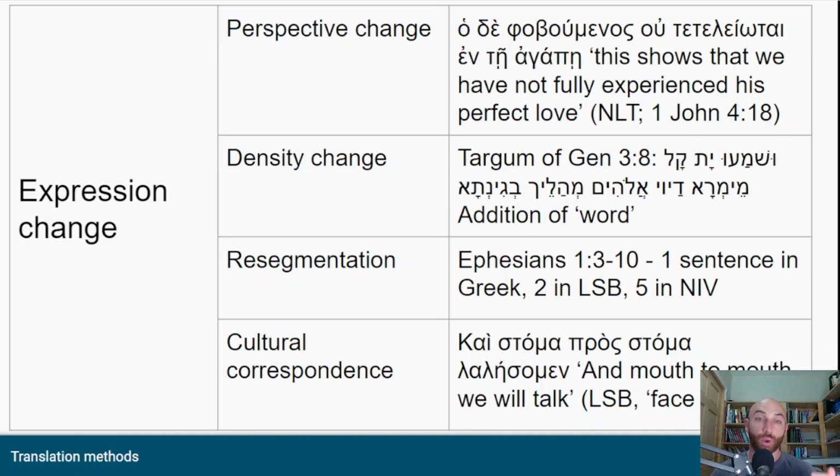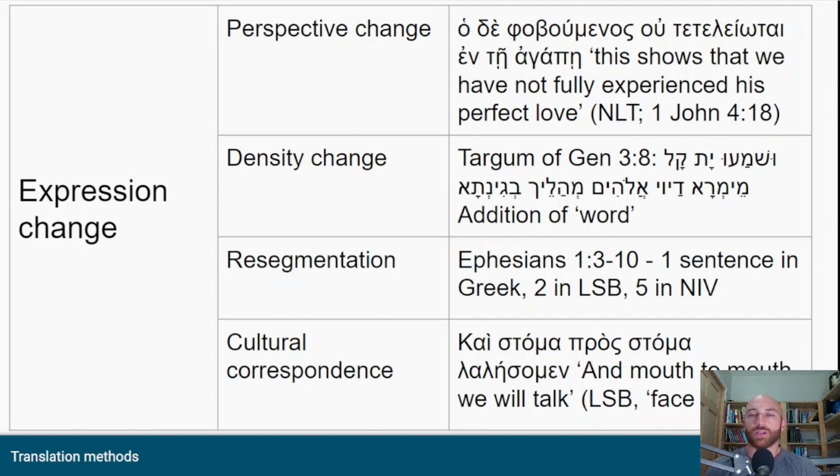So here we have different ways of doing this, four different subcategories. You can change the perspective. So the NLT does this in 1 John 4:18. The Greek says, "Ho de phoboumenos ou teteleiotai en te agape." And so, word for word, right? If I would just go word for word and translate into English, it would be, the one who fears has not... I have to translate teteleiotai. So I think, and I have reasons for this, that it should be like manifested. So the one who fears has not manifested love, right?